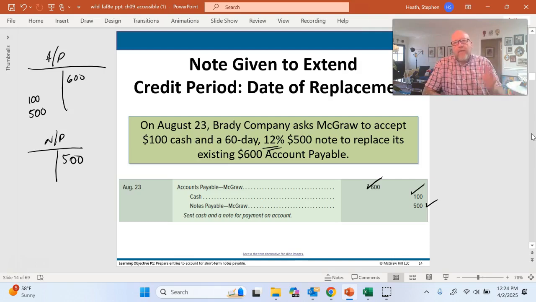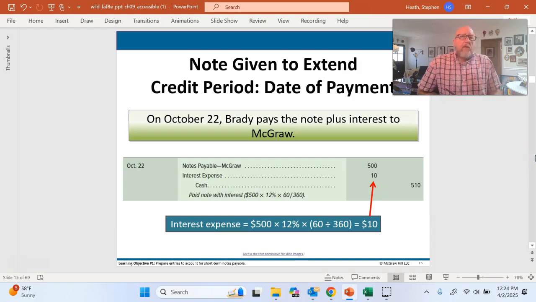Okay. That's an annual rate. But at the time that we convert from accounts payable to notes payable, we don't really worry about the interest just yet. The interest will become due the longer that we hold that note payable. Okay, so now sometime later, on October 22nd, Brady pays the note plus the interest, okay?